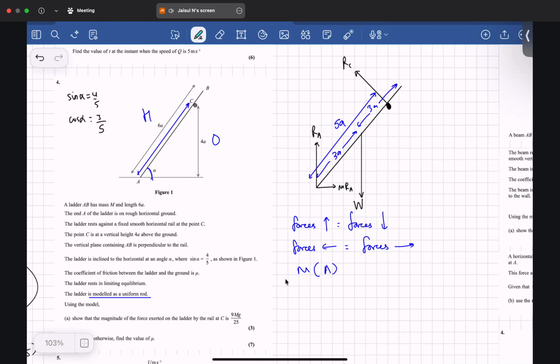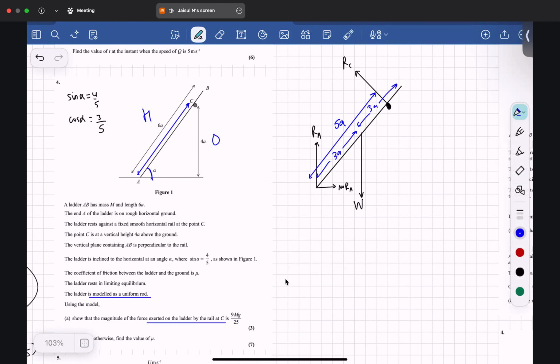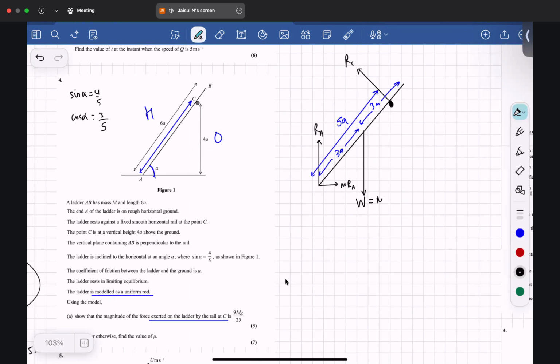There's no set choice of which one to do. You have to kind of guess or figure it out based on your practice and your instinct. In this question, we need to find the reaction at C. So to do that, I think we should do the moments around A. This one is mg, by the way.